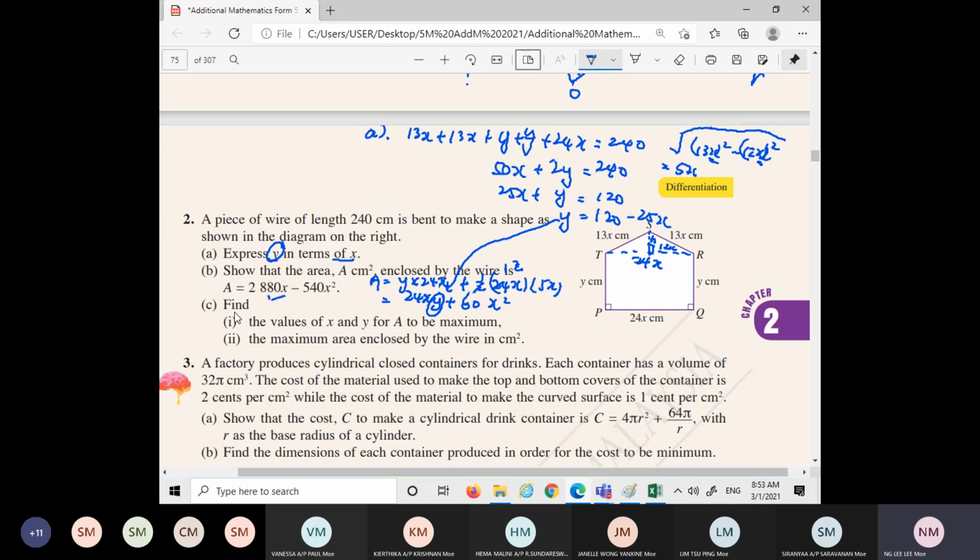Then, the values of x and y for A to be maximum: same thing, you do dA/dx equal to 0, then find the x value, and substitute here to get the y value. You must test whether it's a maximum or not using the second derivative. Then the maximum area covered by the wire: after you get x for A to be maximum, you can substitute back here to get the area. They want the maximum area. I hope I'm clear.